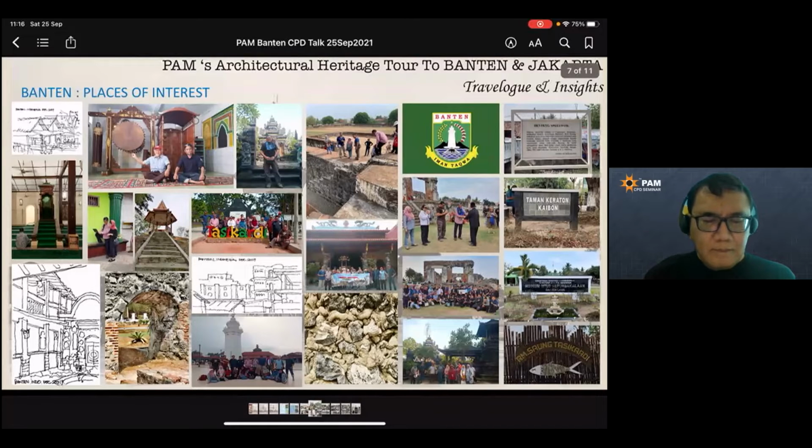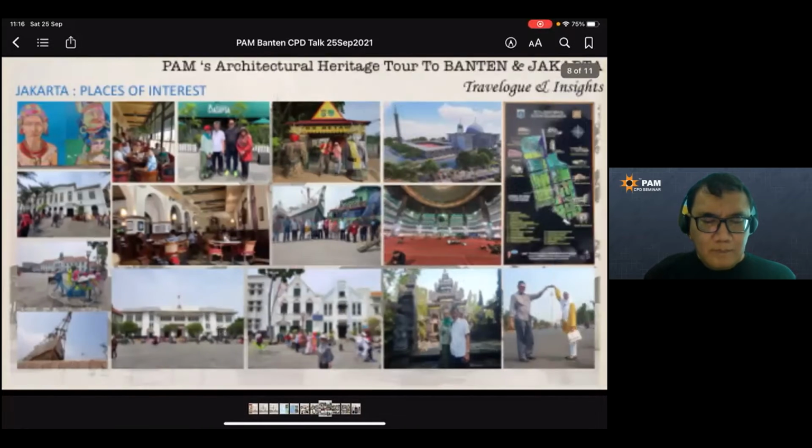Then we also visited the Masjid Agung Banten. You can see our group photo there in front of the minaret in the big area in front of the masjid. It's an open area. Okay, so we move on to Jakarta. These are places that we visited in Jakarta. You can see the Istiqlal Mosque. It's huge. You can see the interior of it.